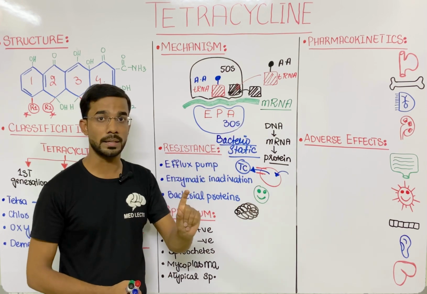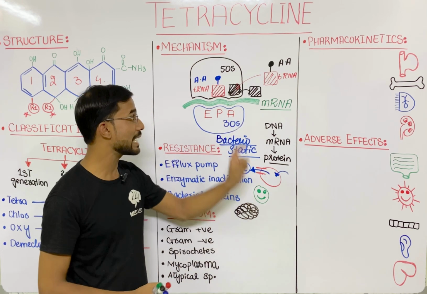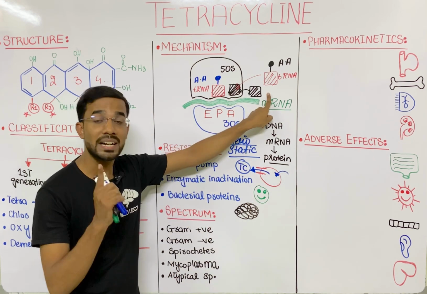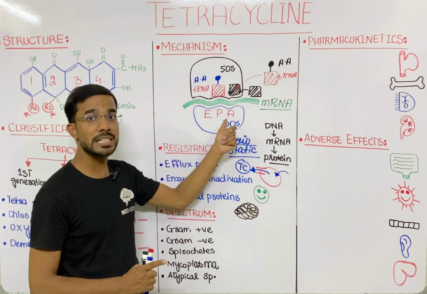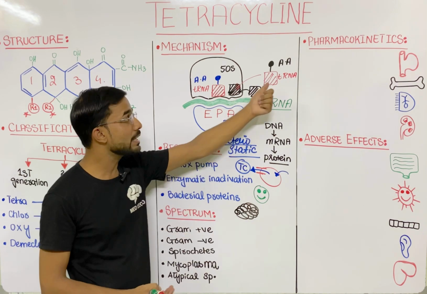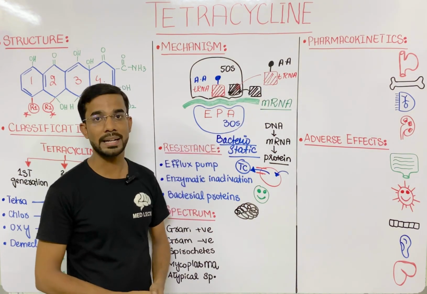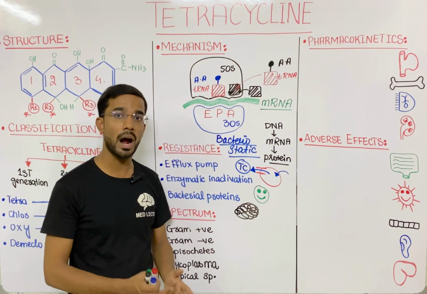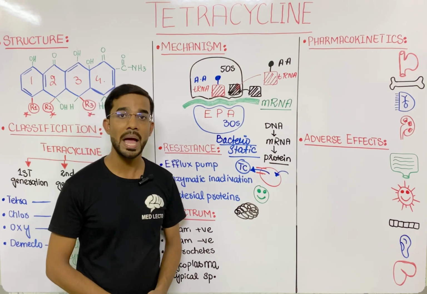That is the important thing. There are certain proteins that actually prevent the binding of the tetracycline at the A site. It means that when there is no binding of the tetracycline, then ultimately the incoming tRNA will obviously bind at the A site. So that is the important resistance mechanism of the bacteria.